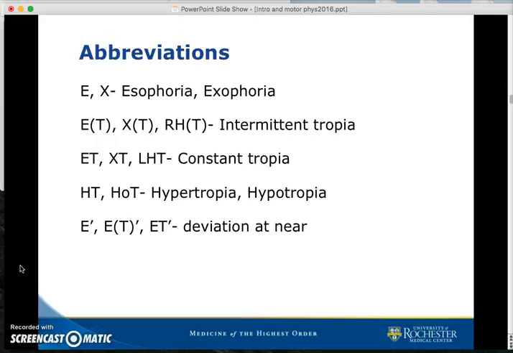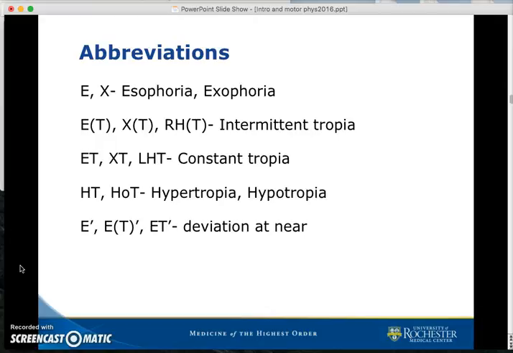So here are the abbreviations that we use in the office, and this is pretty common across most strabismus docs. An E, an X, an RH, an LH without a T is an esophoria or an exophoria. If you have a T, it becomes a tropia. An ET in parentheses is intermittent, so if the T is in parentheses, it's an intermittent tropia. If there's no parentheses, it's a constant tropia.